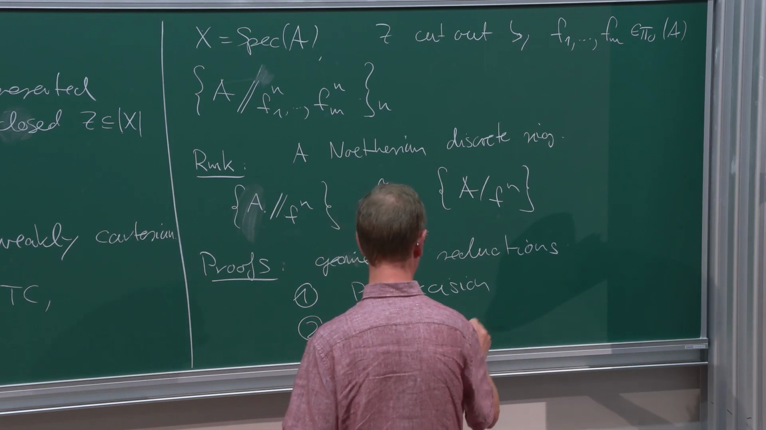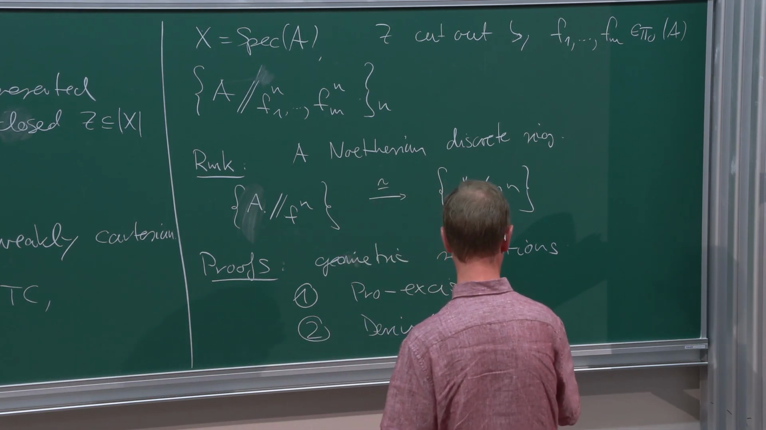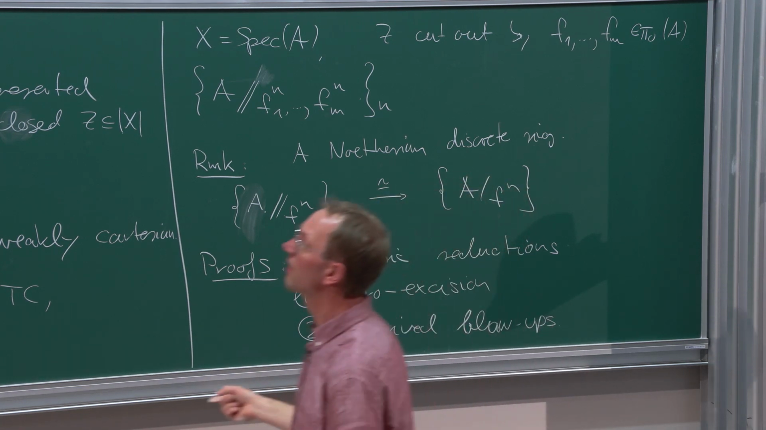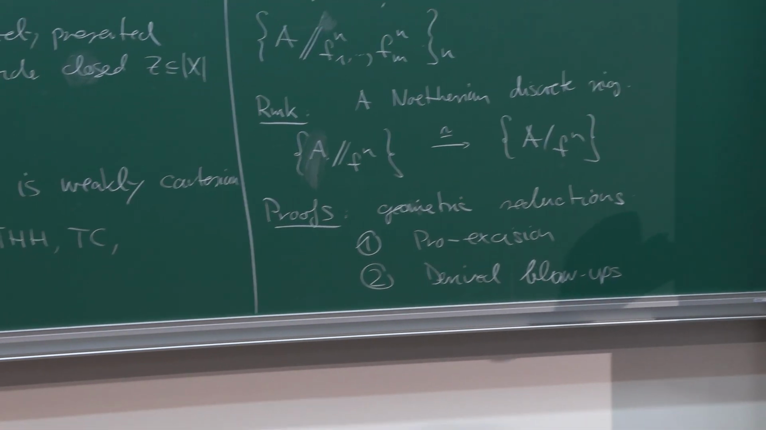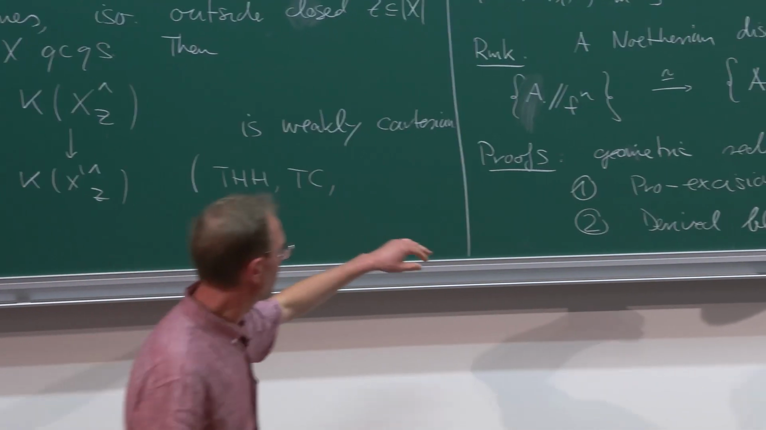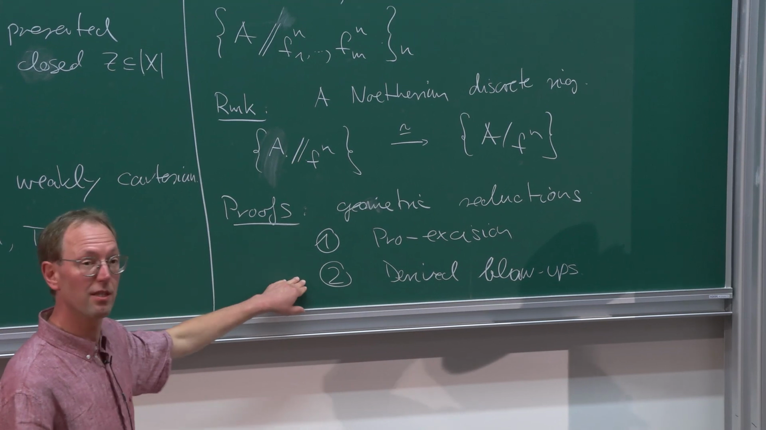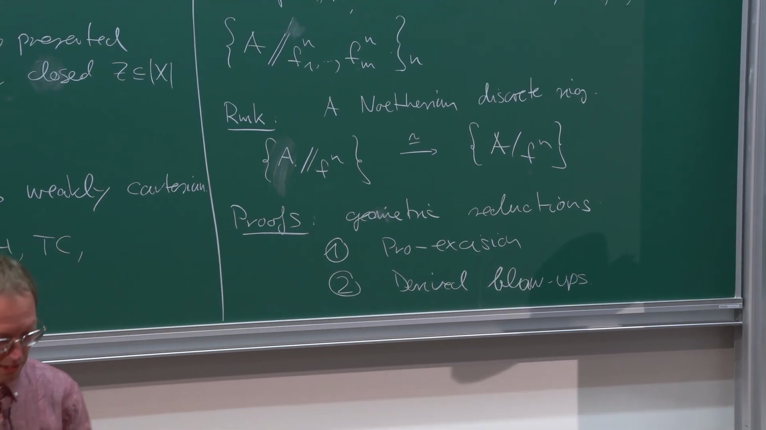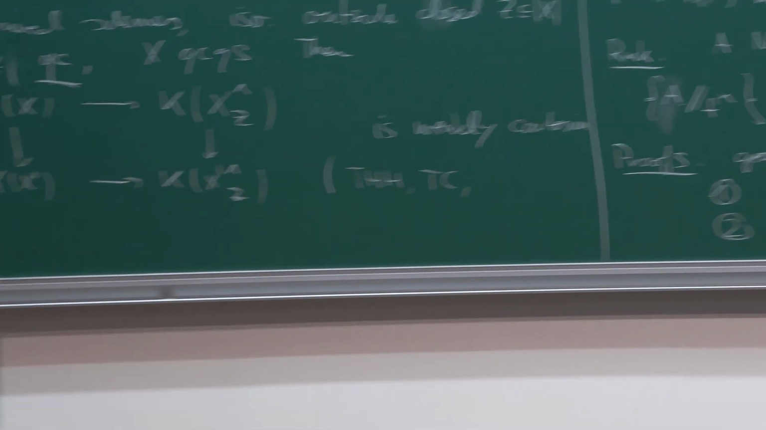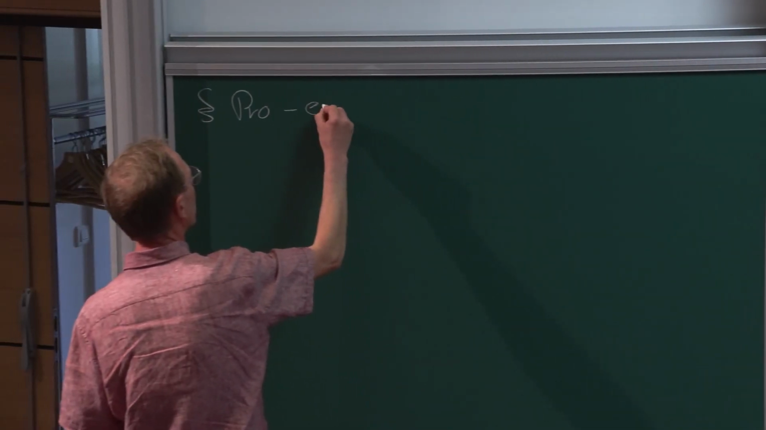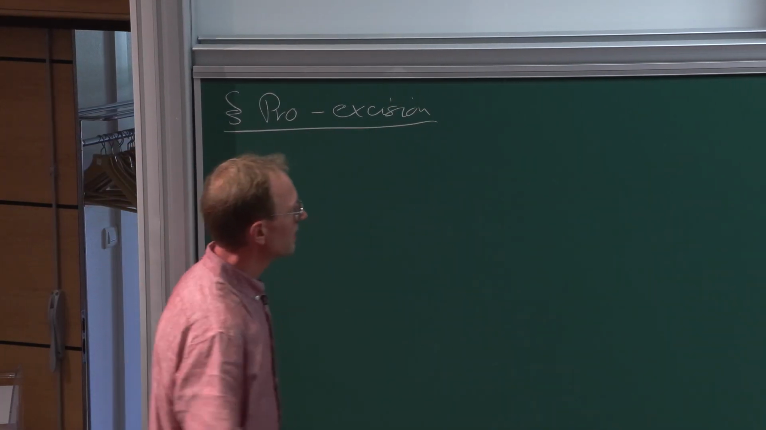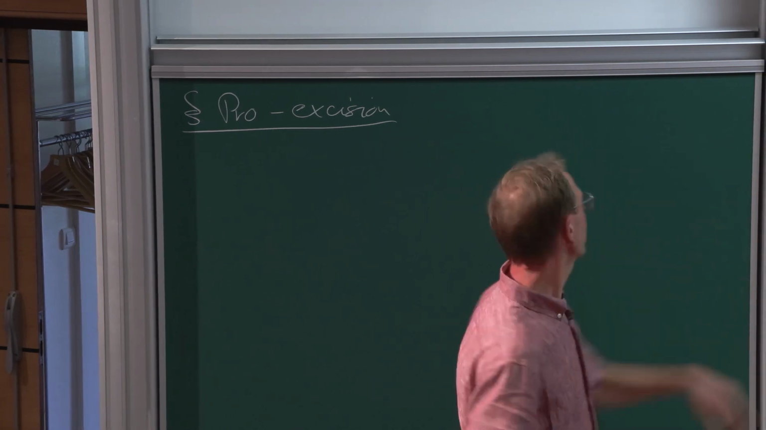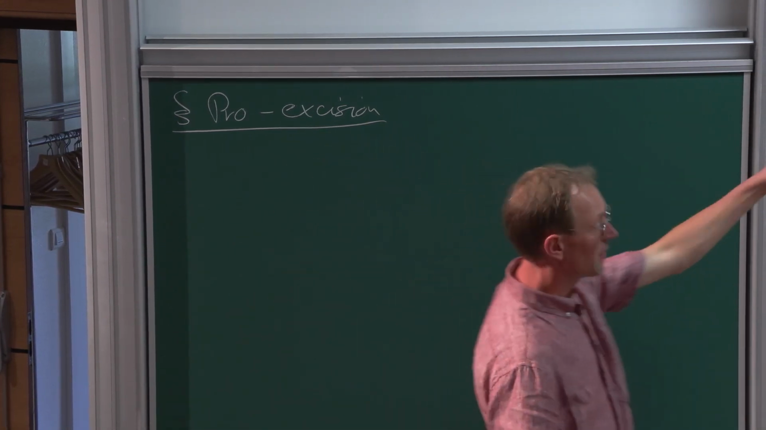Okay, so now I want to say a little bit about this pro-excision and the derived blow-up case of this theorem and indicate how you prove them. So let's start with pro-excision. By this I mean the case of this theorem where P is a finite map.